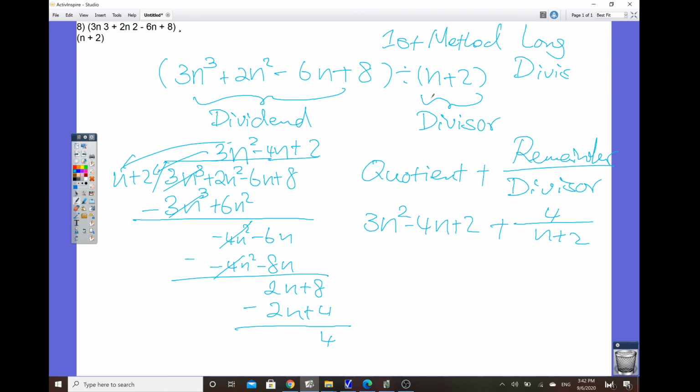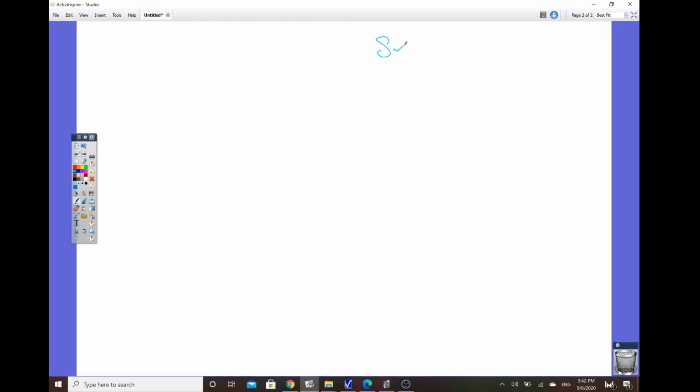Okay, so now what about the other approach for this? The other approach is called synthetic division. You will probably enjoy this one better because there's no need to worry about the variable. Now, when can we use synthetic division? The dividend can be any kind of polynomial.